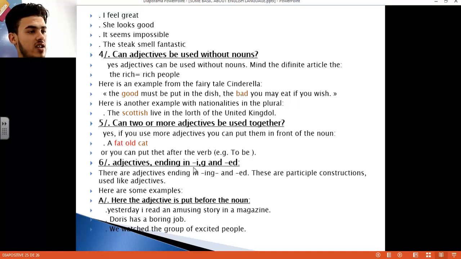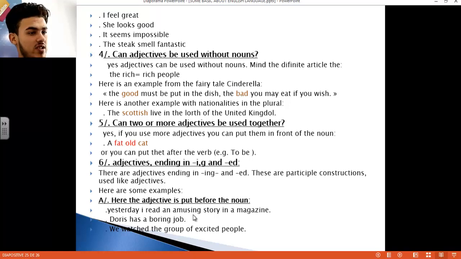Sixth, adjectives ending in ing and ed. There are adjectives ending in ing and ed. These are participle constructions used like adjectives. Like in the example, playing and listening are adjectives ending with ing, and they are generally made from a verb or a past participle. Here the adjective is put before the noun.